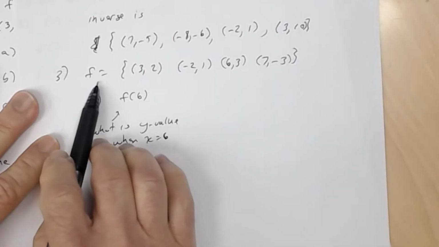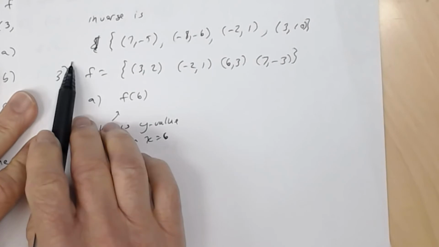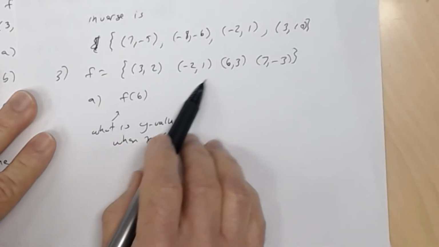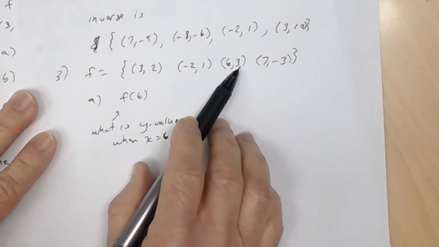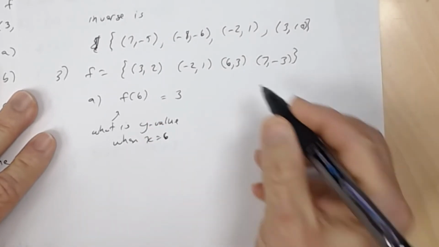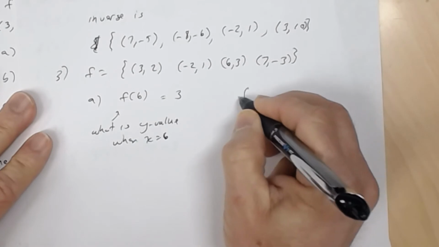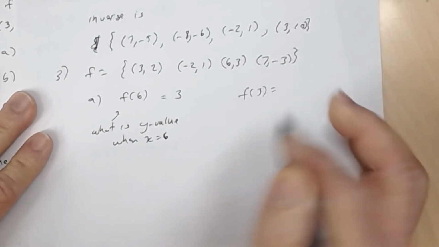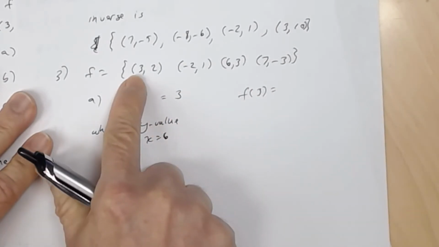All right, well, there's your function f. When x is 6, what's the y value? So what's my y value? 3. Just real quickly, what do you think f of 3 is? Be careful, that's f, not inverse. So f of 3 is what? 2.